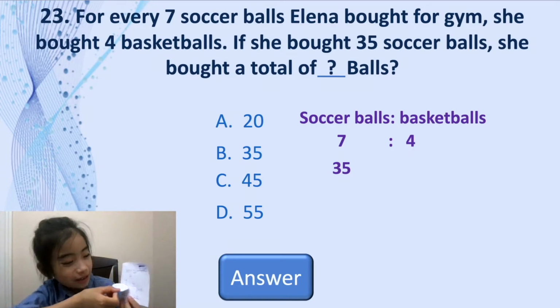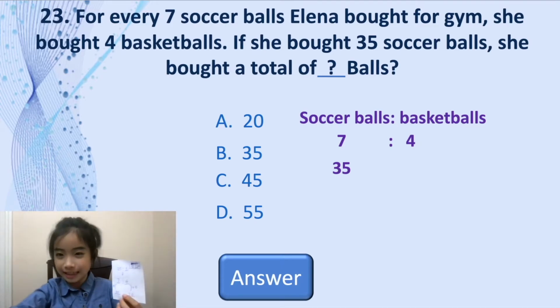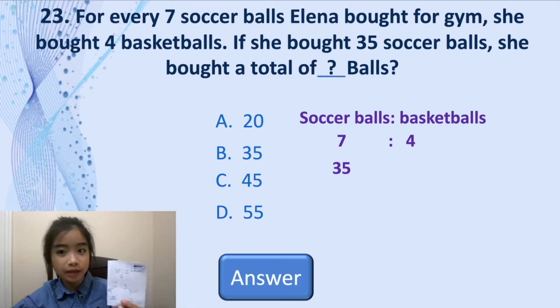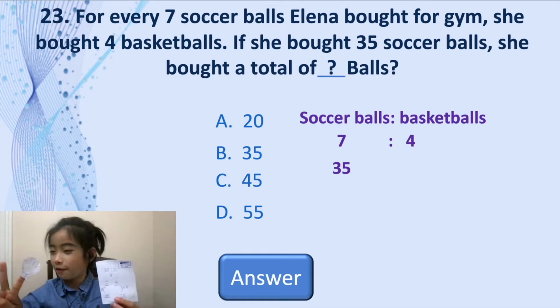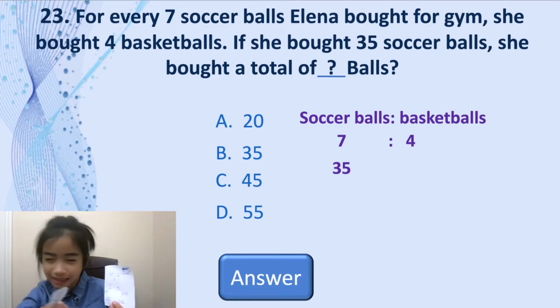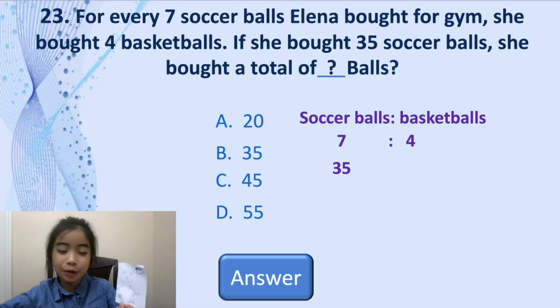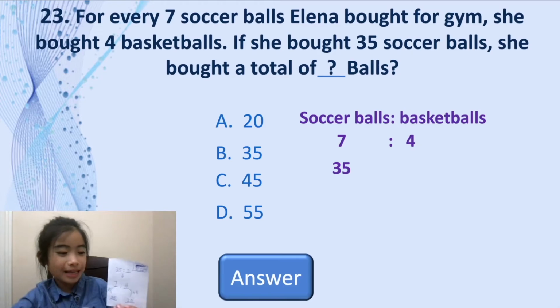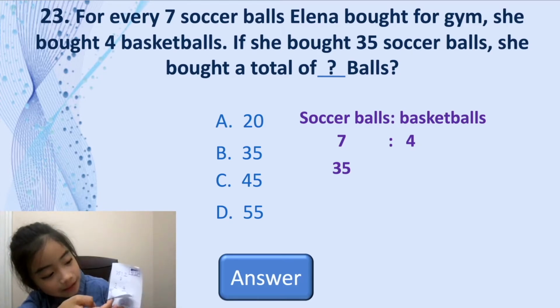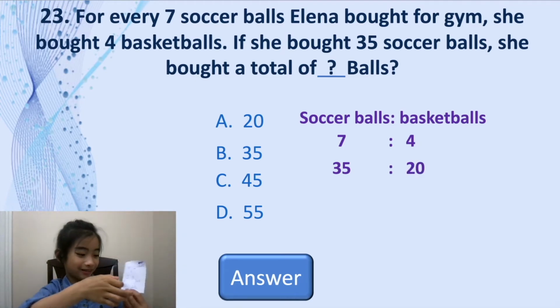So, right here, the normal ratio is 7 to 4. You can look on the screen and you can see that. So that means for every 7 soccer balls Elena bought for Jim, she bought 4 basketballs. So we know that 7 times 5 equals 35, not 75. It's 35. So in order for the equation to be true, we need to multiply 4 times 5, which equals 20. So the other side is 20 right here.